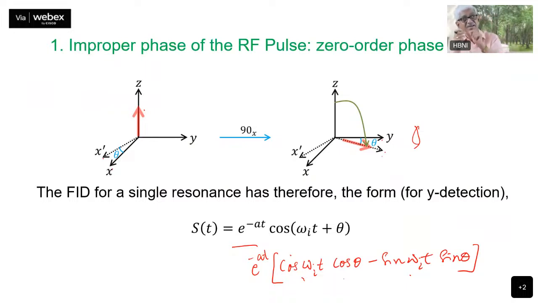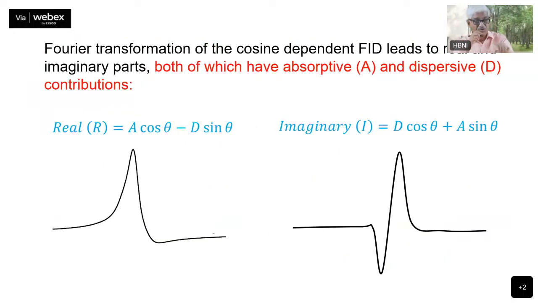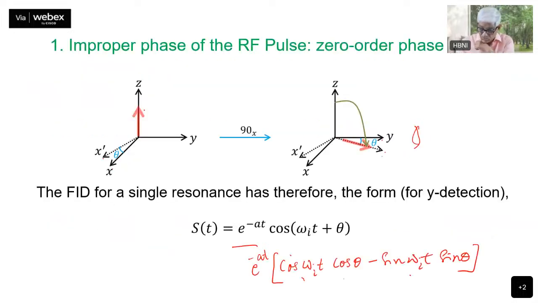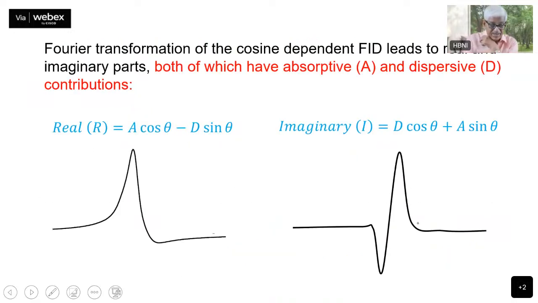This will result in real and dispersive things. So the Fourier transformation of the cosine dependent FID leads to real and imaginary parts, both of which have absorptive and dispersive components. This is what I said. The cosine part will give you the absorptive, the sine will give you dispersive. Remember this is only the cosine part collected, the real component. The real part of the signal will have both an absorptive component and a dispersive component, and they are weighted by cosine theta and sine theta.